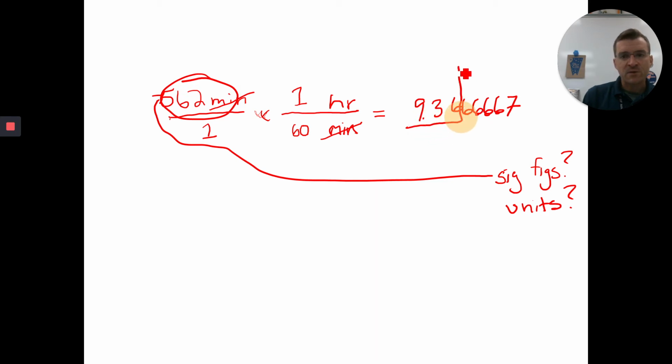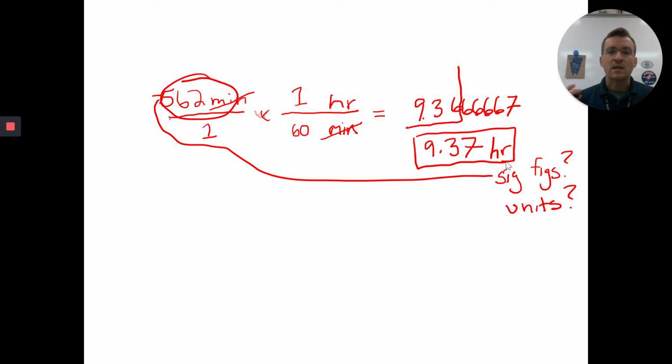So we keep the first 3. So 9.3. And then I only look at that last number. 6 is next to a 6, so it rounds up. So numerically, my answer would be 9.37. And then I got to double check units. I can always look in that last conversion factor for my unit. The unit would be hours. So 562 minutes is the same as 9.37 hours.